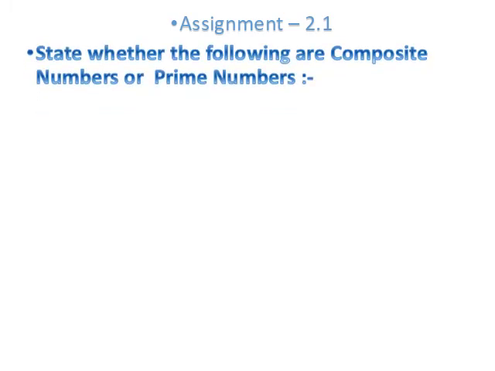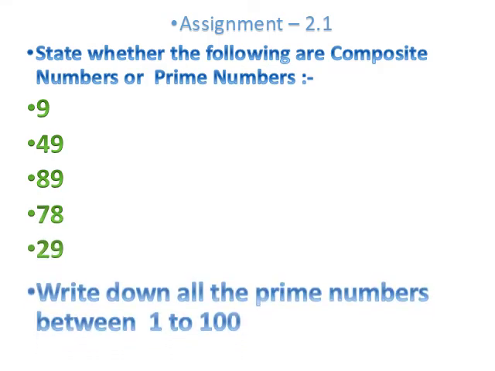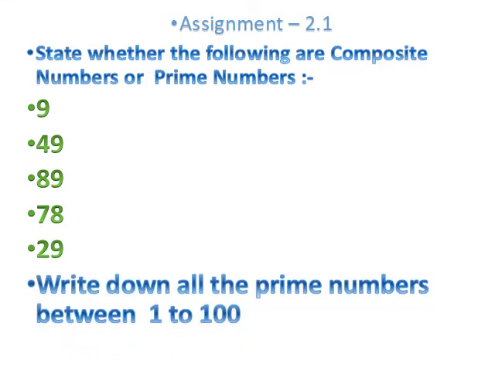My dear students, it's time for an assignment. Today you have learnt about composite numbers, prime numbers, factors, co-prime numbers and twin prime numbers. Now it's time to check your understanding. Here you have to solve the questions. State whether the following numbers are composite or prime, with the numbers as given here. Also write down all the prime numbers between 1 and 100. So think and start writing.